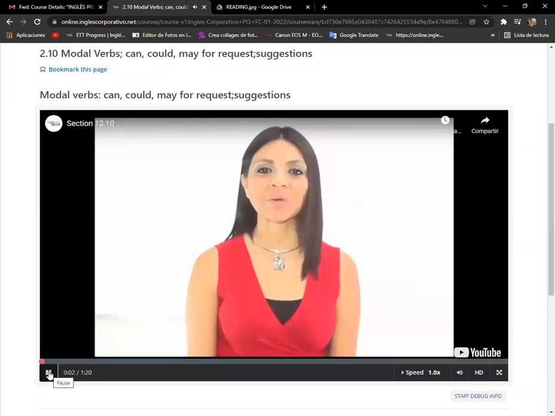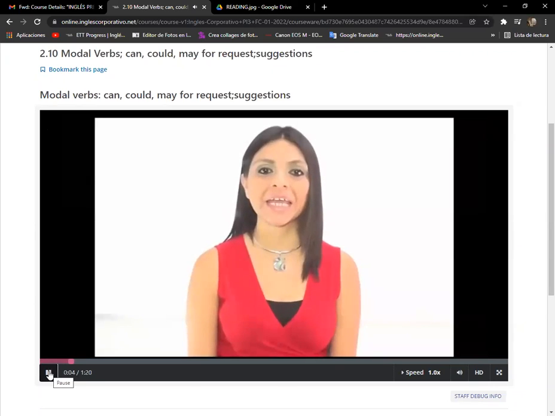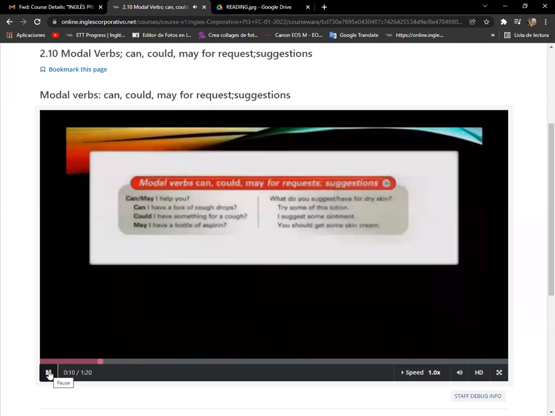Hello everyone, this time you will be introduced to the modal verbs can, could, may for suggestions and requests. Modal verbs can, could, may for requests, suggestions. Can I help you? May I help you? Can I have a box of cough drops? Could I have something for a cough? May I have a bottle of aspirin? What do you suggest for dry skin? What do you have for dry skin? Try some of this lotion. I suggest some ointment. You should get some skin cream.